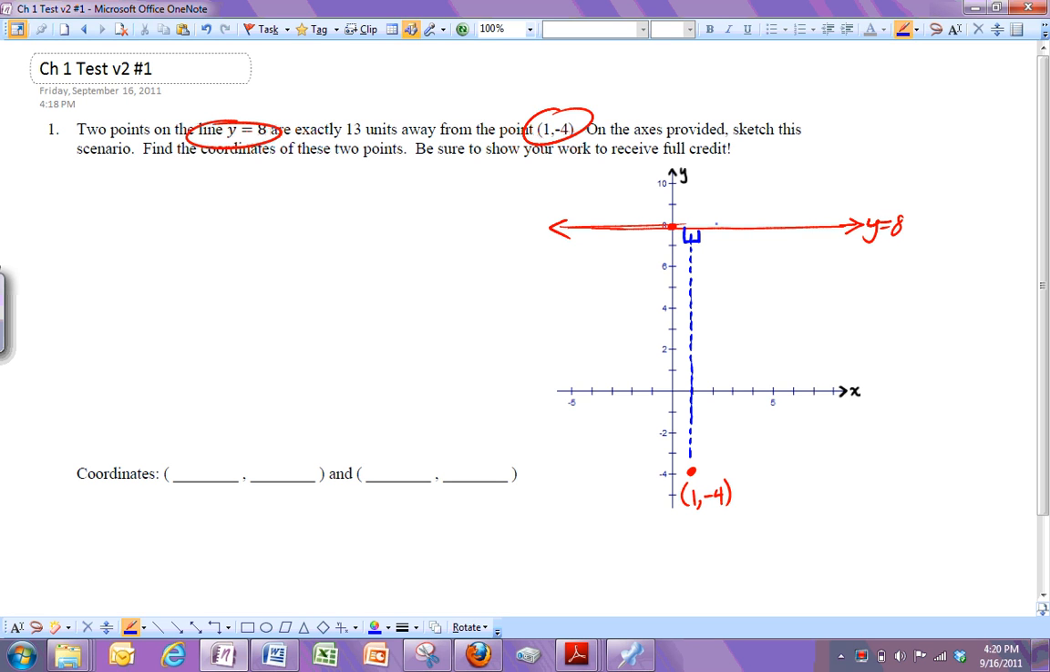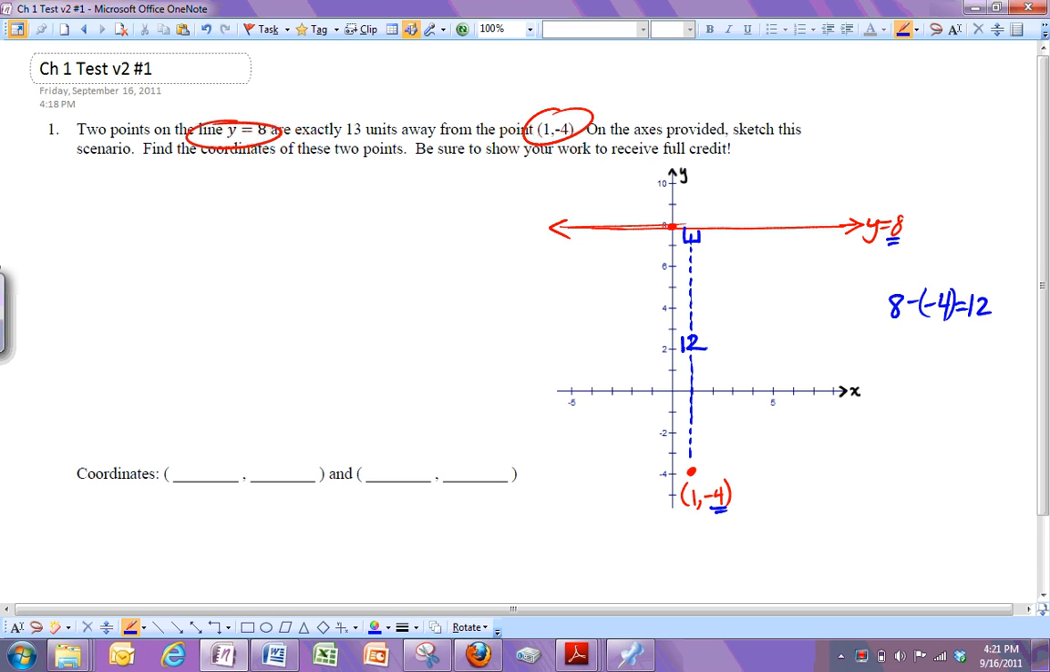How far did I go? Well, when you go up and down, the y's change. Right? So I'm going from y equals negative 4 up to y equals 8. If I do big minus little to get the difference between them, I get 12. So I know I go straight up 12 units. Okay. Well, I need to be 13 units away. And that's not the same as going up 12 and over 1, because if I actually went over 1 and then did Pythag right here, I would not get 13. I'd get something way less, 12-point-something maybe. It would not be 13, I guarantee you that.